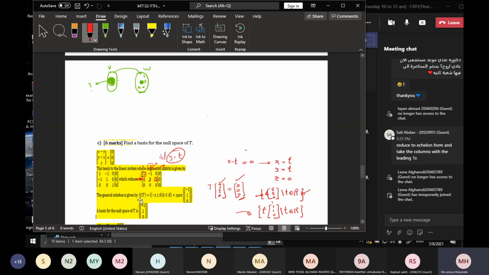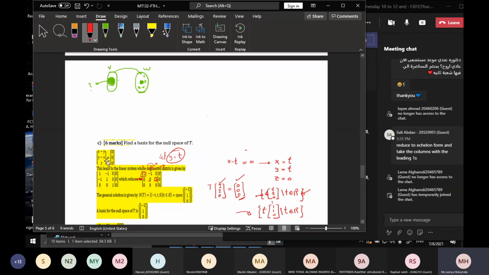Okay, anyway, so the null space N of T is the set, the span of the vector (-1, 1, 0). Only one vector. Span of it. Linear combination of that one. That means you just multiply it by a constant. It will give you all this space here.